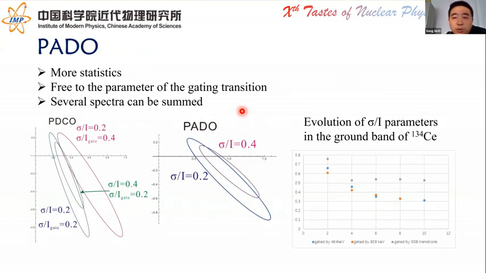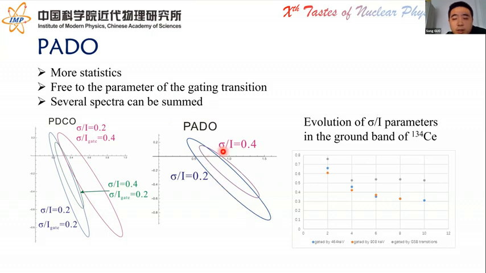In this work, we used a PADO method for the polarization analysis, which is very similar to the well-known PDCO. In my opinion, the PADO has some advantages. First, more statistics can be used. And second, the ADO ratio is independent of the sigma per I parameter of the gating transition. As shown in the figure, it's only affected by the sigma per I parameter of the transition of interest.